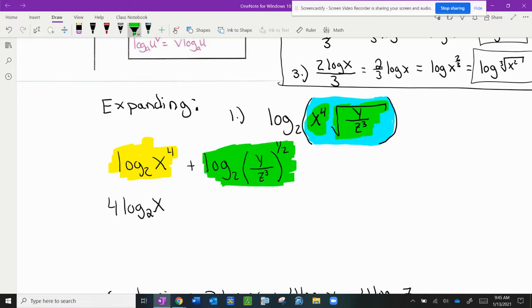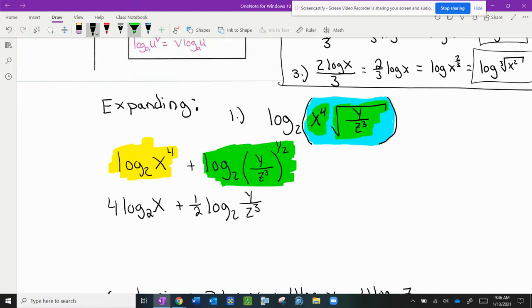And then that will break my parentheses off, and then I'll have division. So I'm going to take it one step at a time. And I'm going to say plus 1/2 log base 2 and then y over z cubed. Now notice that 1/2 of a power was going to the y and it was going to the z cubed.